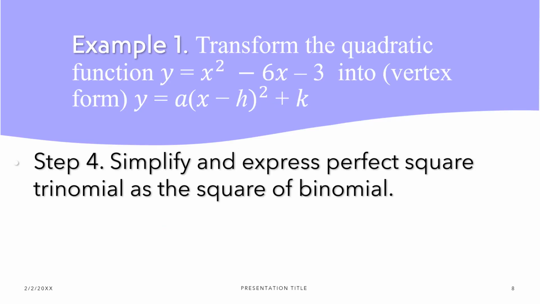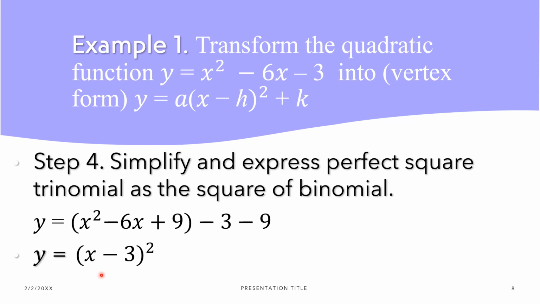Simplify and express perfect square trinomial as the square of binomial. So, ito po yung nakuha natin sa step 3. So, ang gagawin natin, i-express lang natin ito as square of binomial. Then, isi-simplify lamang po natin itong nasa labas. So, we have y is equal to, let's express it as square of binomial, magiging the square of x minus 3.